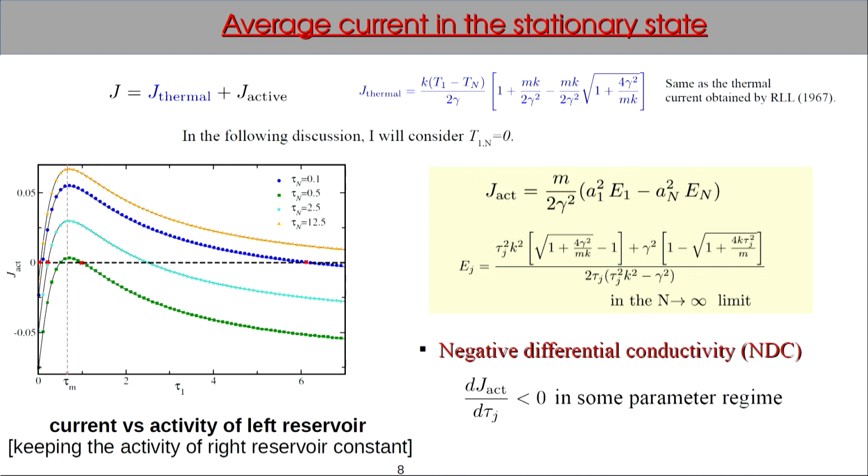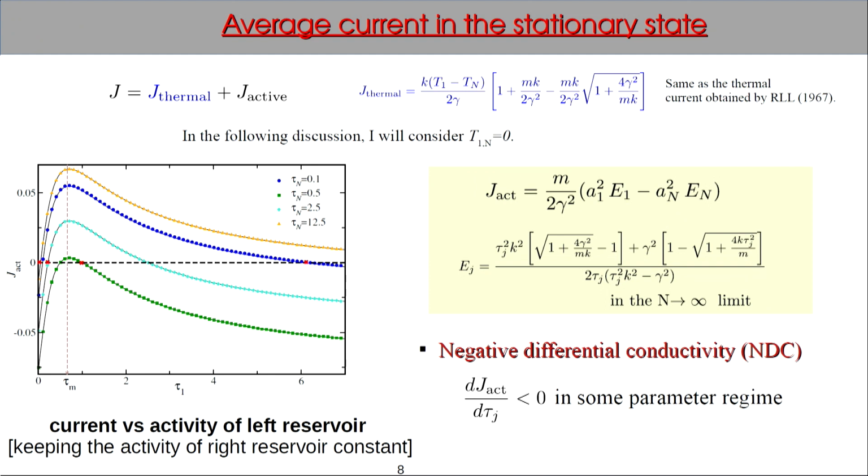So the average current that flows through the system, because it's a linear chain, it turns out separates out into a thermal part and an active part. The thermal part is exactly the same, proportional to the temperature difference, as in the RLL model. So I'll just take them to be zero for the following discussion. If I look at the active current, what you see is it begins from negative, it crosses zero, it becomes positive, hits a maximum, again changes sign, and then goes again to some constant value.